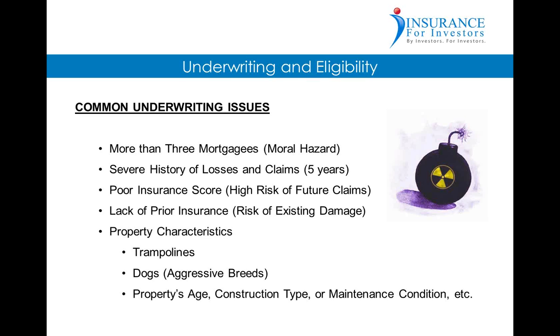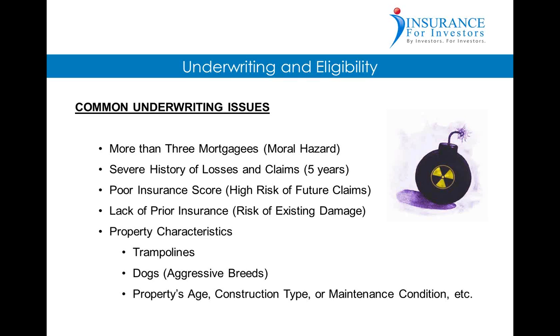As well as the property characteristics or the trampolines on the property. Virtually no insurance company will issue coverage for a property with a trampoline because of the liability issue of children, neighborhood kids coming over, jumping on it, getting hurt, all kinds of stuff.